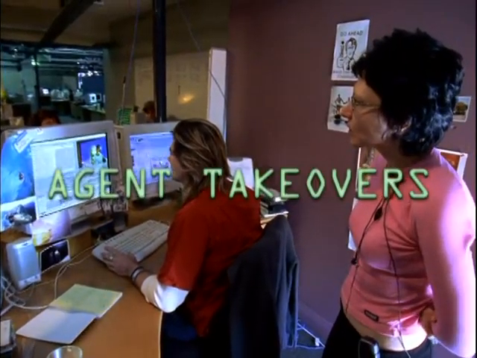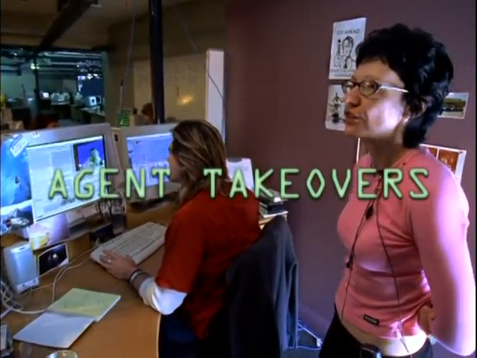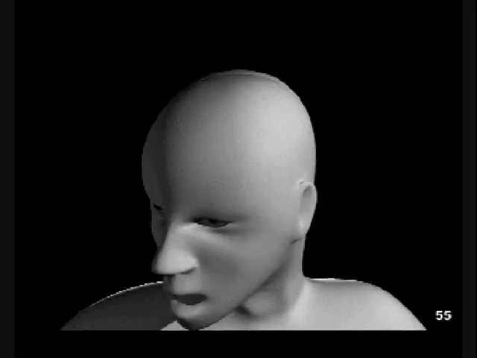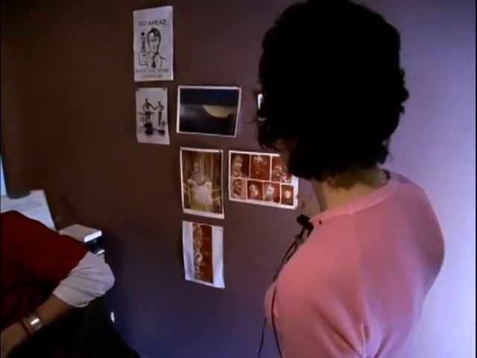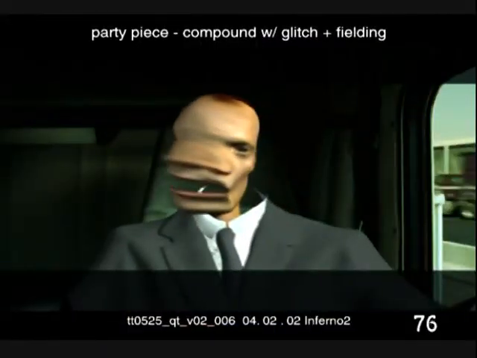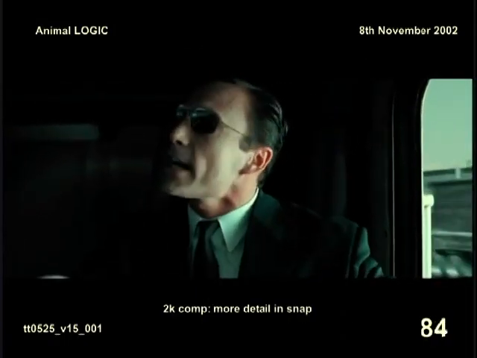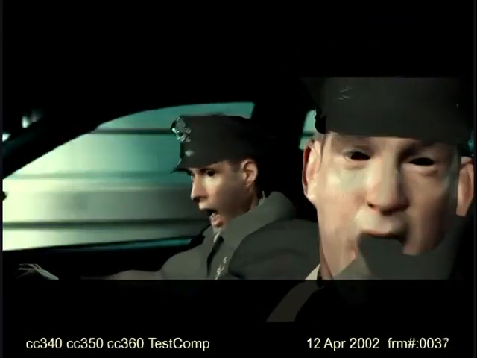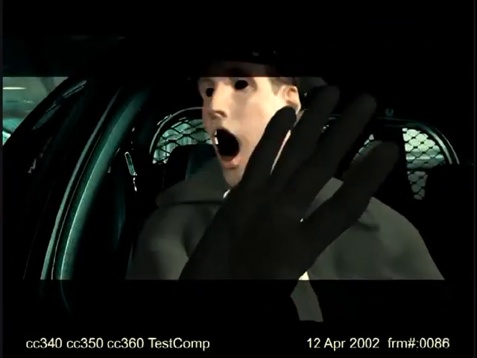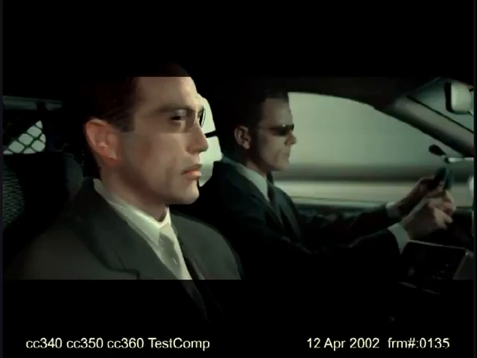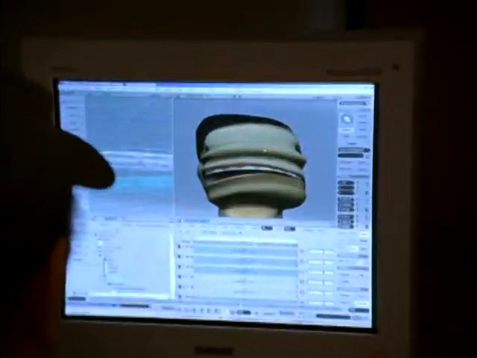We have a number of sequences on the freeway that are the agent takeovers. We did the takeovers in the first movie, and the reference was that kind of distortion, that Francis Bacon distortion, and it's a violent and aggressive takeover. It's not meant to be pleasant, so we've had to scan all the characters so we can animate from one head to the other.